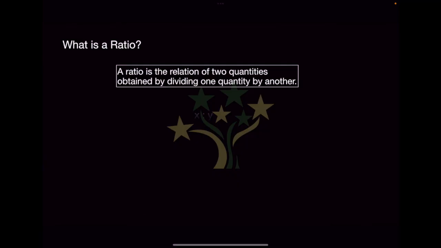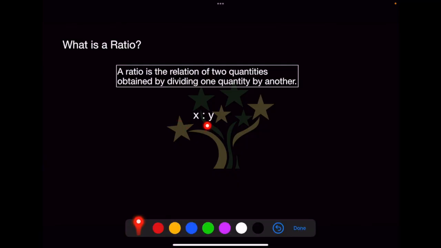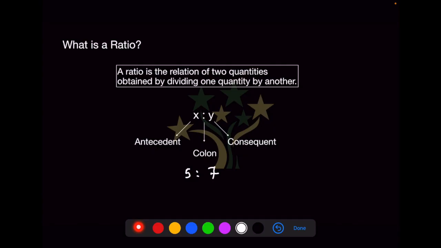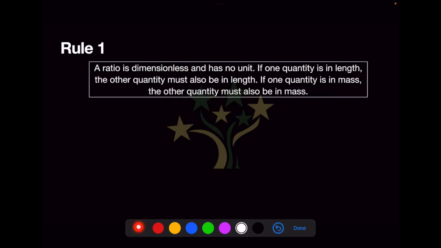So how is a ratio expressed? A ratio is expressed as x is to y. So x is one quantity, y is another quantity and these two quantities are separated with a colon. The quantity before the colon is called the antecedent and the quantity after the colon is called the consequent. So let's say if I have a ratio of 5 is to 7, can you say which is the antecedent and the consequent? Right, 5 is the antecedent and 7 is the consequent. Now there are a few rules that you have to keep in mind while dealing with ratios.